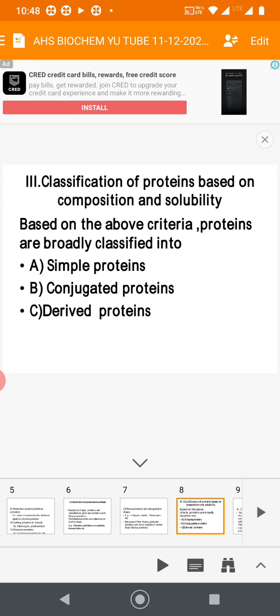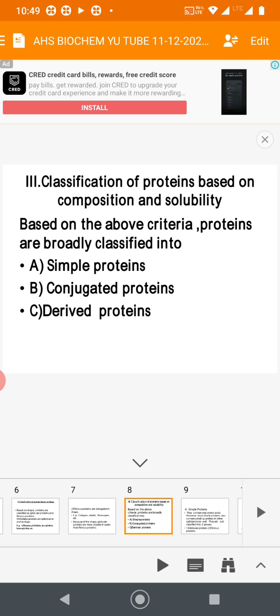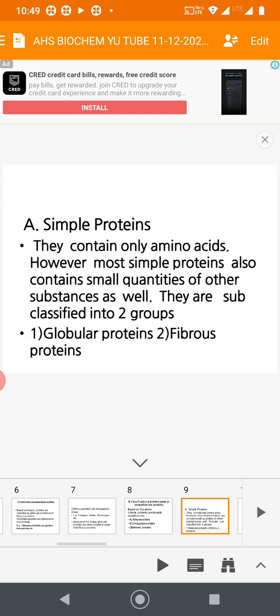First is classification based on function. Second one is based on shape, globular and fibrous. This is the third classification of protein, based on composition and solubility. Using the above criteria, we can classify protein into simple, which contains only amino acids, then conjugated and derived proteins. They are not actual proteins, they are derived. Simple protein contains only amino acids, some with small quantities of other substances as well.